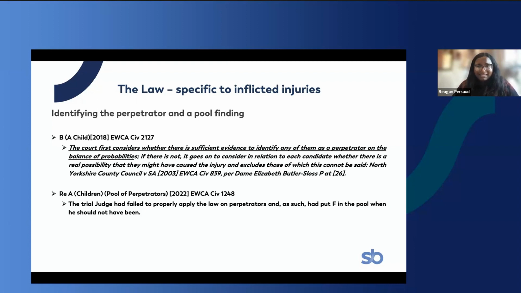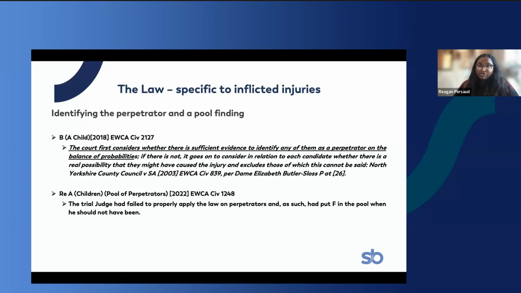So there's a careful balancing exercise when the local authority will plead the case, to make sure that they only include people who actually they have evidence to show could have injured a child, i.e. could satisfy the real possibility test in terms of injuring a child. If you have been brought in on behalf of the intervener, or if you're a parent and you find that you've been put in a potential pool by the local authority and all they have is opportunity, you want to be flagging that to the judge.